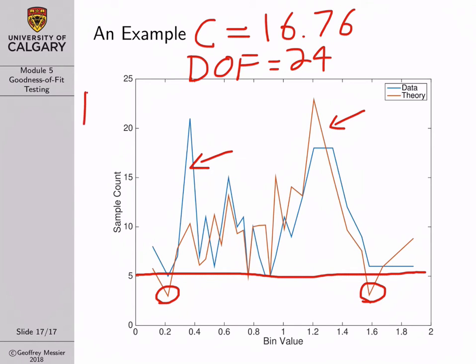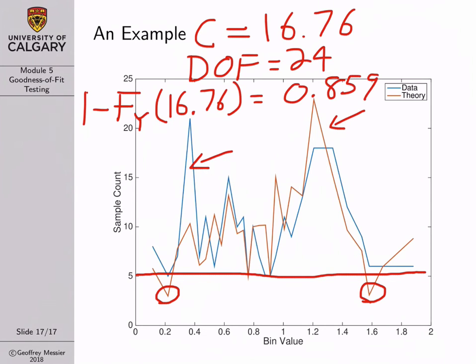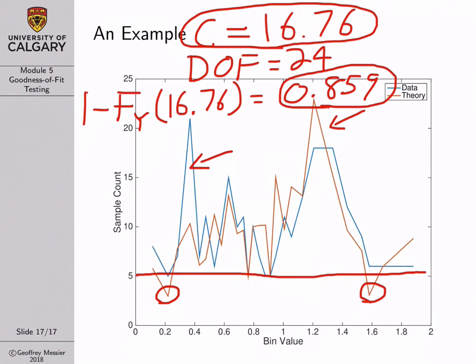And then 1 minus our chi-squared CDF value when I plugged in 16.76 gave me 0.859. That means that if we had a perfect match to our distribution, then 85.9% of our error metrics would be larger than the 16.76 that we actually got. So that suggests we've got quite a good match.